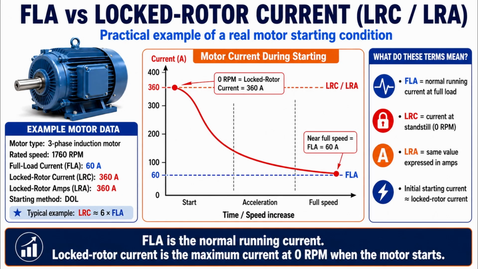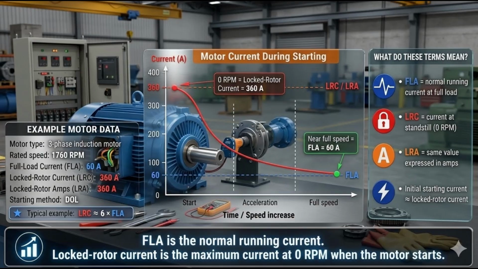During a normal start, the motor may draw several times its full load current for a short period. If the overload relay tripped immediately every time that happened, the motor would not have enough time to accelerate to normal speed. So the overload relay looks at both current and time. A high current for a very short period may be normal during starting. But if that excessive current continues for too long, the motor can overheat and become damaged. That is why overload relays follow a time current characteristic rather than acting like an instantaneous short-circuit device.